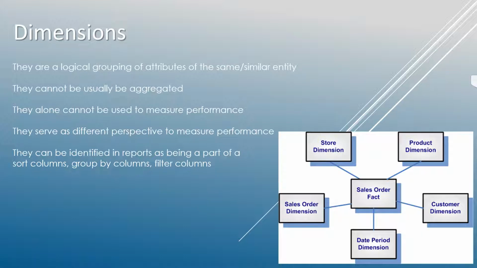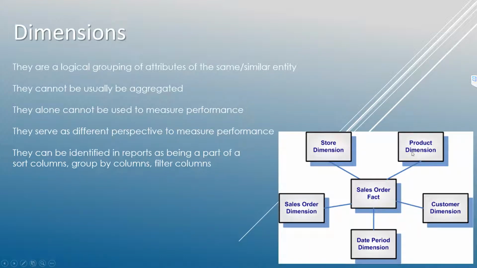All right, so that's what this first sentence is. You do a logical grouping of attributes which belong to the same entity. Second, they cannot usually be aggregated. There is no point in aggregating. For example, the only aggregate you can pull out of the store dimension is how many stores there are, but it probably will not contribute to your metrics or KPIs or tell anything about how your company is doing. It usually has to be accompanied by one fact and maybe other dimensions as well. As a standalone, it serves no purpose.